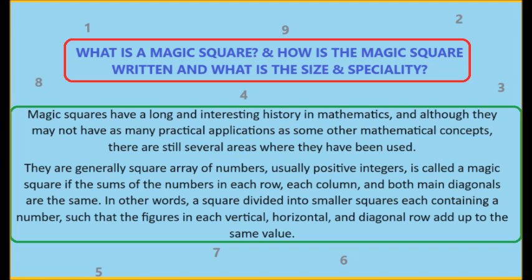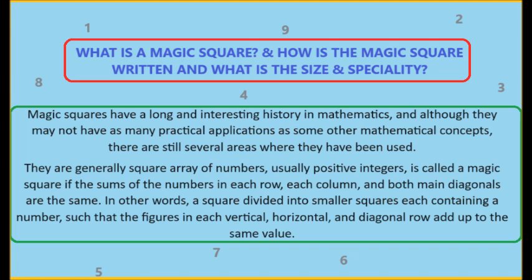Here you go. Magic squares have a long and interesting history in mathematics, and although they may not have as many practical applications as some other mathematical concepts, there are still several areas where they have been used. A square array of numbers, usually positive integers, is called a magic square if the sums of the numbers in each row, each column, and both main diagonals are the same.